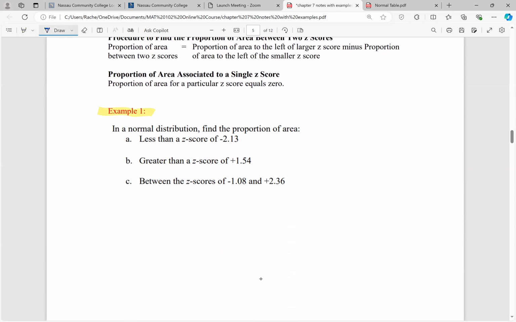So example 1 says, sorry, dogs are barking. It was bound to happen. We got through 7 chapters, I think, without dogs barking in the background.